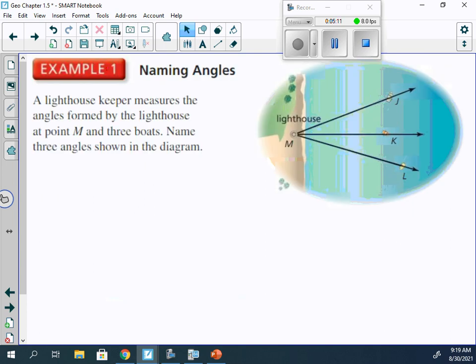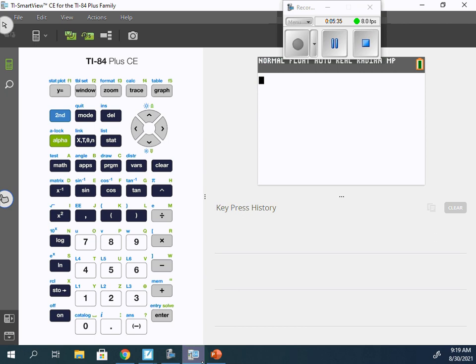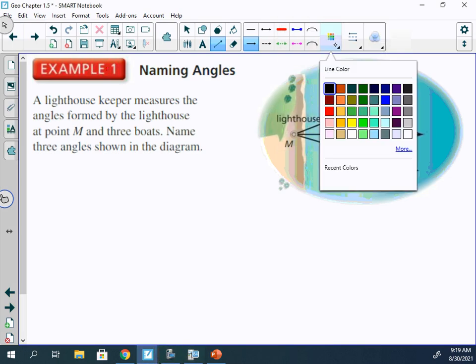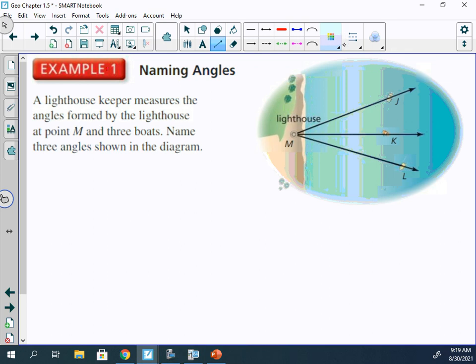Okay, let's look at our first example. And our first example is mainly going to be dealing with naming angles. So we look at this here. A lighthouse keeper measures the angle formed by a lighthouse at point M. And there are 3 boats. Name 3 angles shown in the diagram. Let me use this. There we go. Let's start off with red.